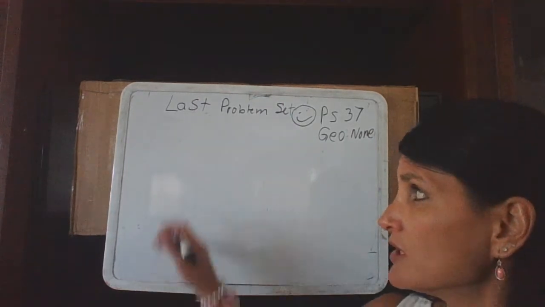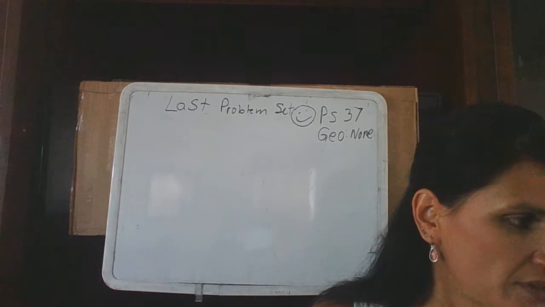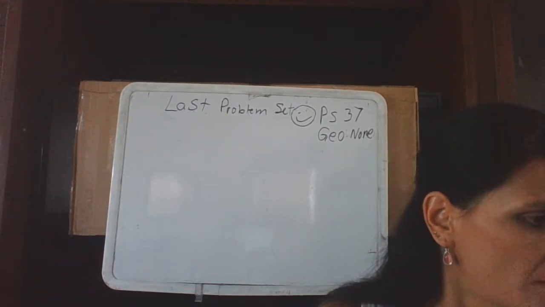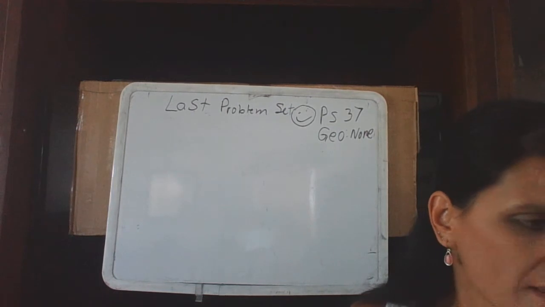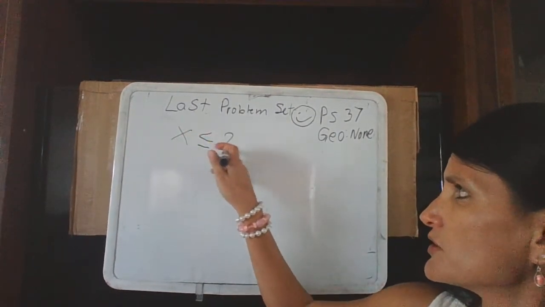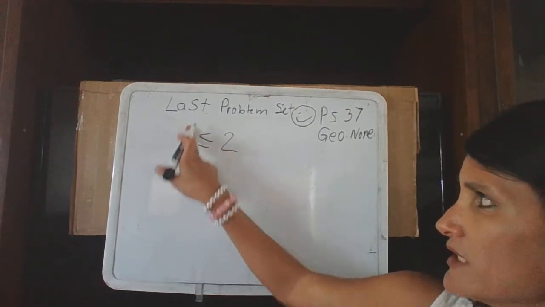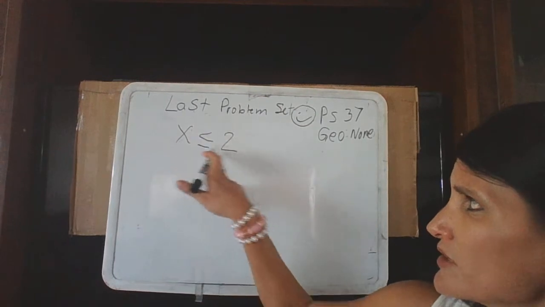Okay, so this is actually a very quick lesson and it's close to a review. You've done it before. So we're going to be graphing inequalities, okay? So lesson 37, let's see. It says draw a number line and graph the solution of x is less than or equal to 2. So by now you need to know how to read these inequalities, okay?